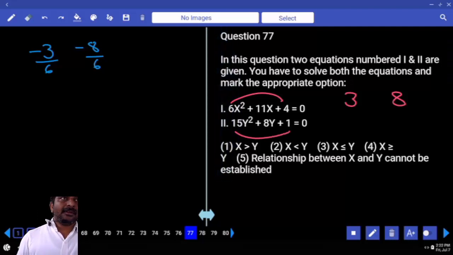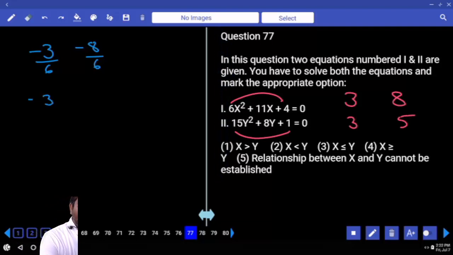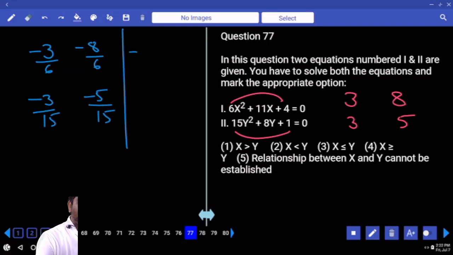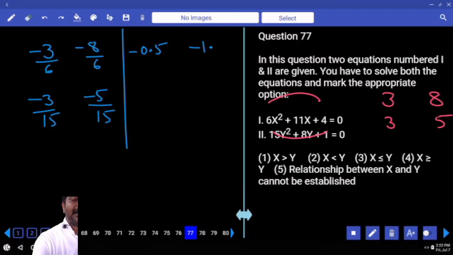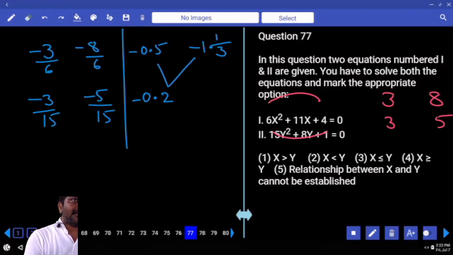Okay, now 3, 5, correct? Minus 3, minus 5 divided by 15, correct? Now, this is minus 0.5, minus 1, 1 by 3. Can I write like this? Minus 1 by 5, minus 0.2, correct? Will it fall in between these two? Will it fall in between these two? Come on. Yes or no?